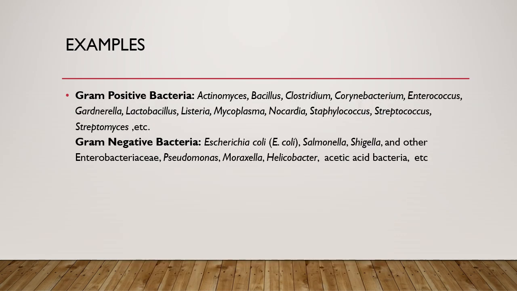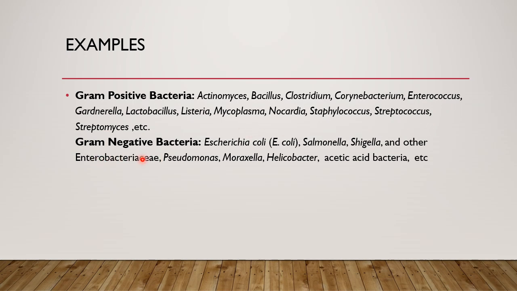Now we'll see some of the important examples of gram positive and gram negative bacteria. For gram positive bacteria, it is Actinomyces, Bacillus, Clostridium, Corynebacterium, Enterococcus, Gardnerella, Lactobacillus, Listeria, Mycoplasma, Nocardia, Staphylococcus, Streptococcus, Streptomyces. All these are examples for gram positive bacteria, which appear purple in color.